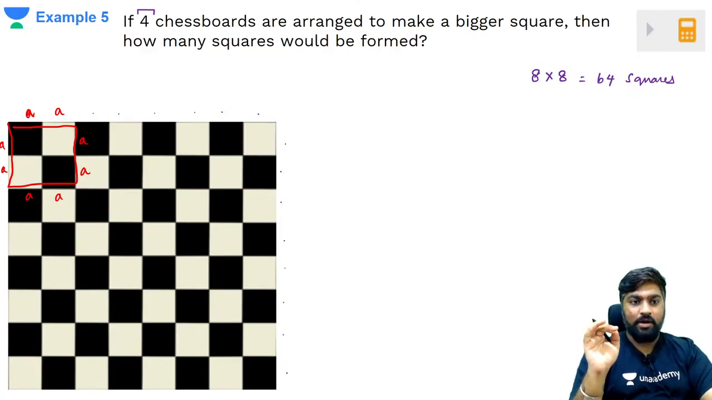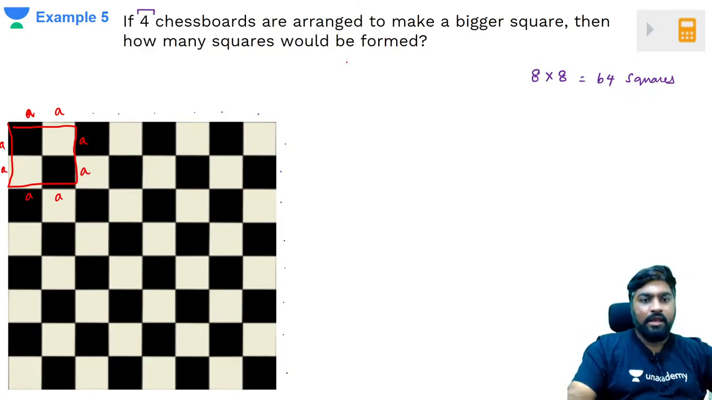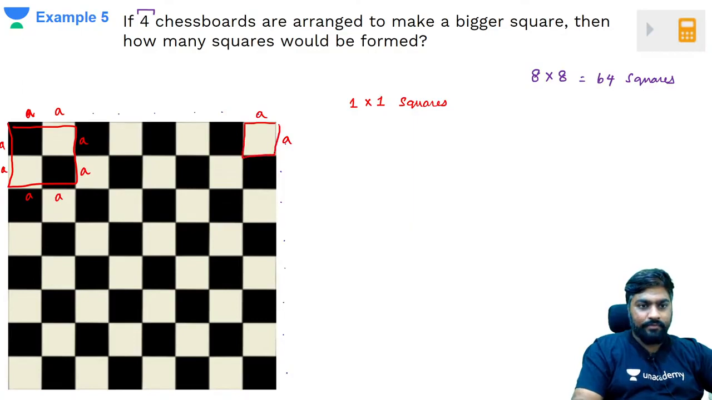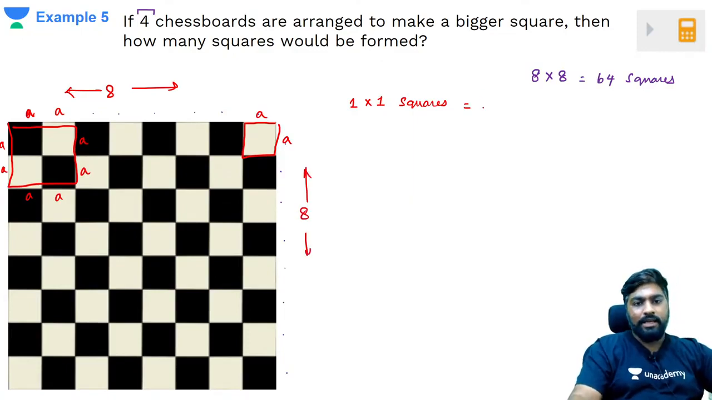Yes. Okay, chalo, let's look at this. Let's think of this, how many 1 cross 1 squares will be there? What do you mean by 1 cross 1? Like this is 1 cross 1, this is a 1 cross 1 square. Yes, how many 1 cross 1 squares do we have? 8 in this row, and 8 in this row. Agreed? How many? 8 times 8, 64 squares. What is 64? 8 square, right?